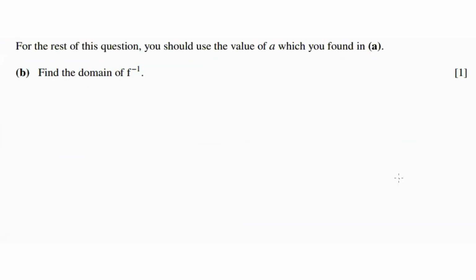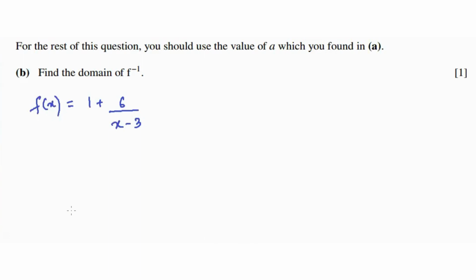Next question says, for the rest of this question, you should use the value of a which you found in part a. Find the domain of f inverse. So now your f function is basically 1 plus 6 over x minus 3. This is what we get once you've substituted the value of a in the function. Now, this is an example of a rational function. Rational functions are functions which you will see in fraction form.